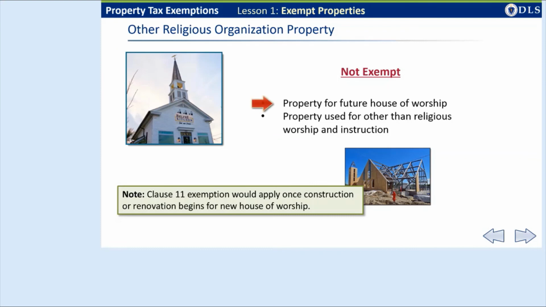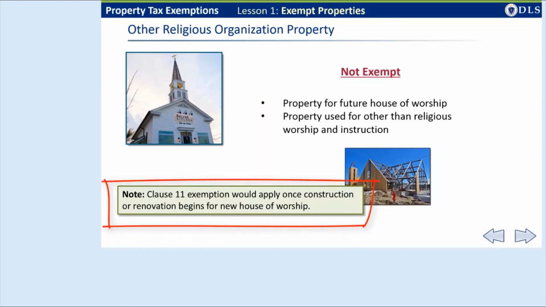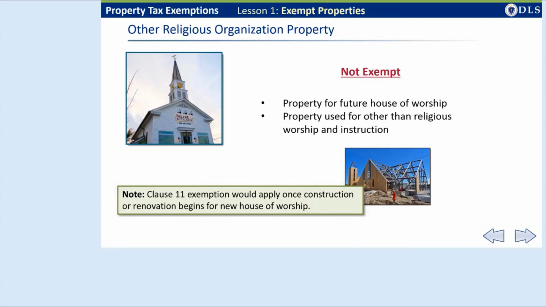Vacant land or a building acquired or held by a religious organization for a place to worship is taxable. Construction or renovation has to have begun for property to be considered a house of worship and the exemption to apply. Incidental or occasional use for other purposes by an organization exempt for federal taxes under Section 501(c)(3) of the Internal Revenue Code, such that it does not interfere with the religious use of the property, does not make the property taxable. However, if the dominant purpose in occupancy of any portion of the property is for purposes other than religious worship or instruction, that portion is taxable. All other property of a religious organization is taxable unless it qualifies under another exemption.